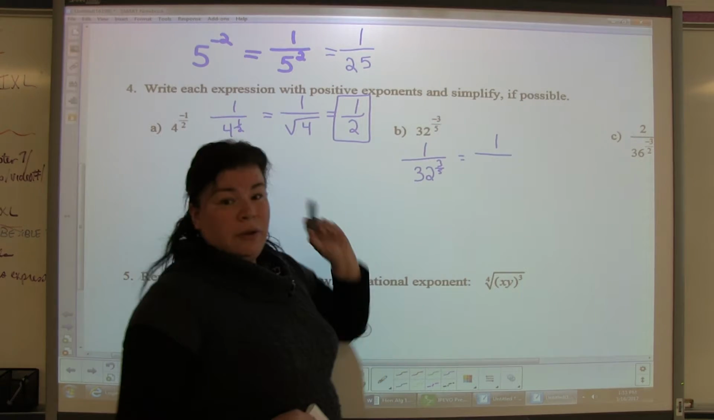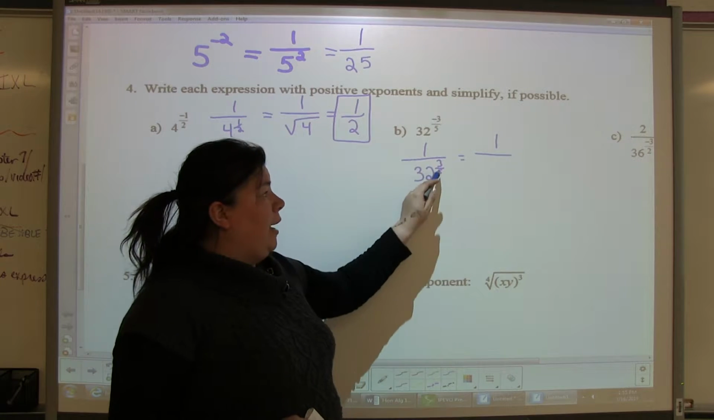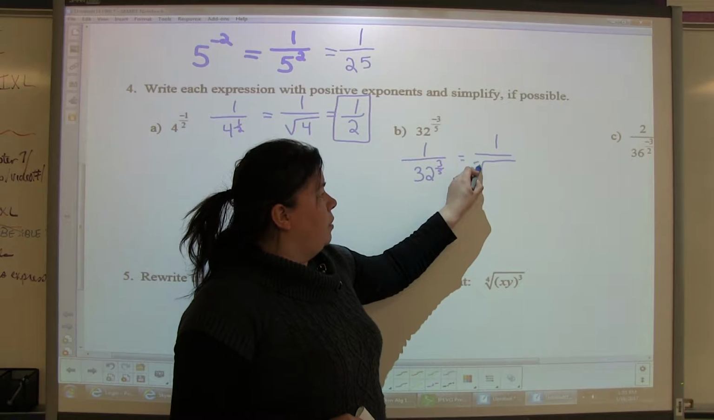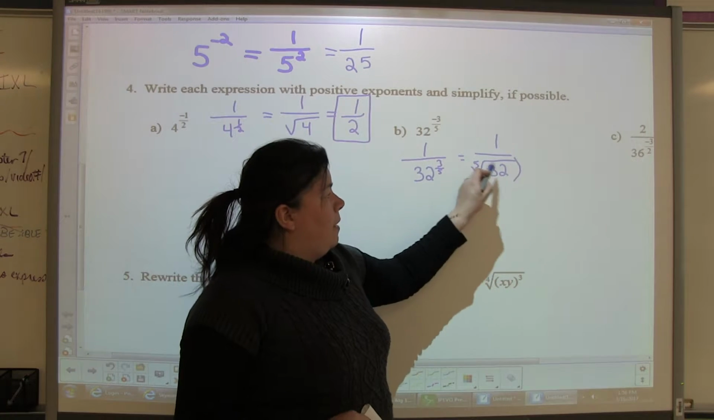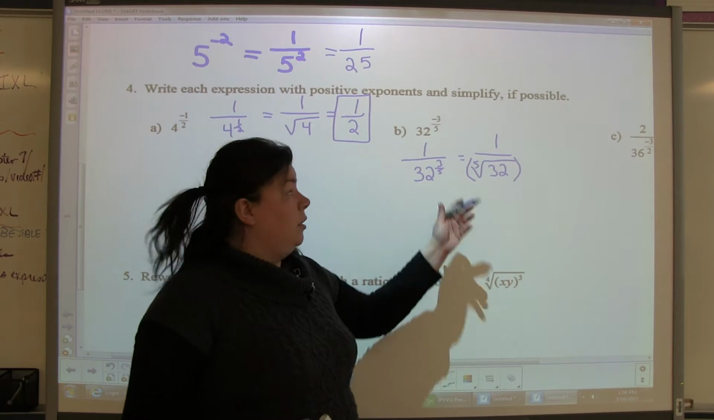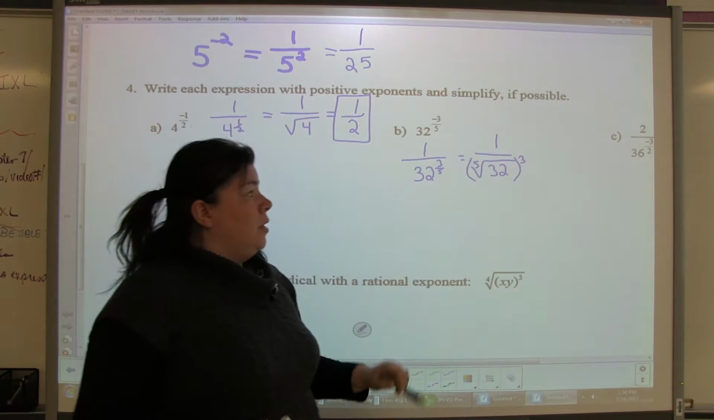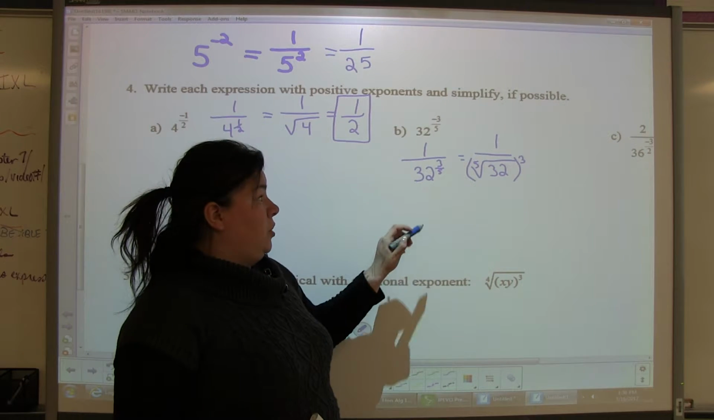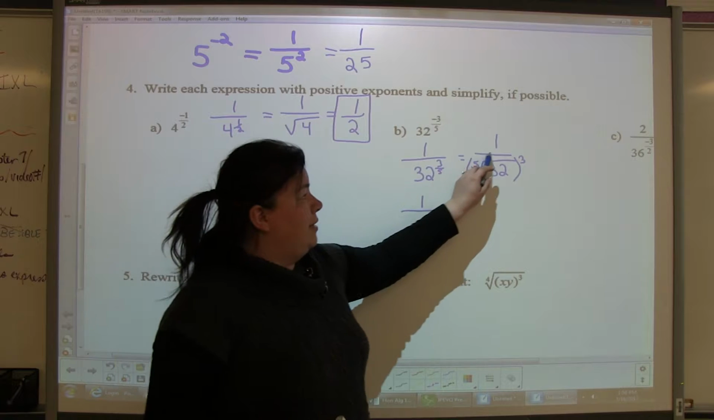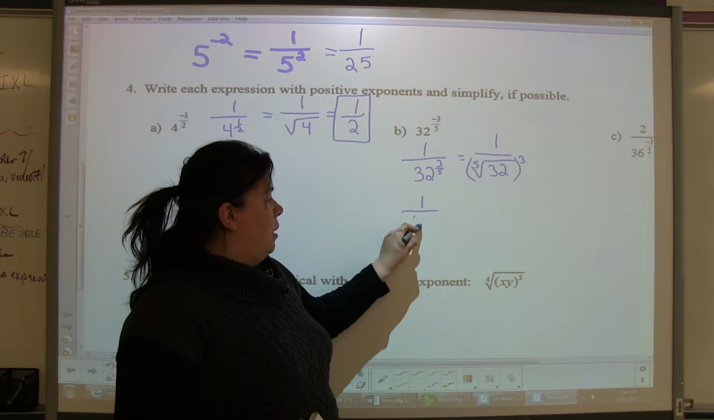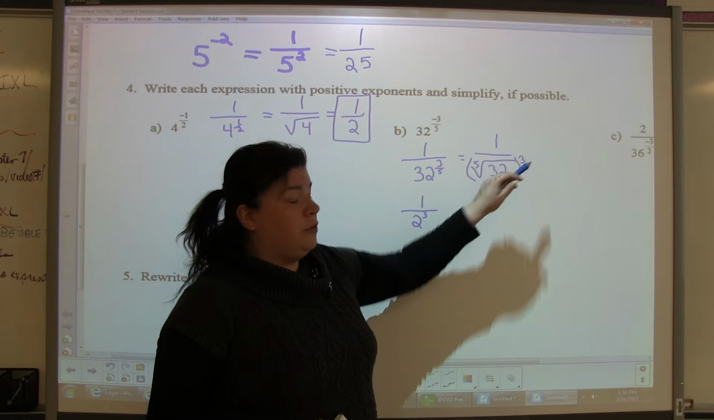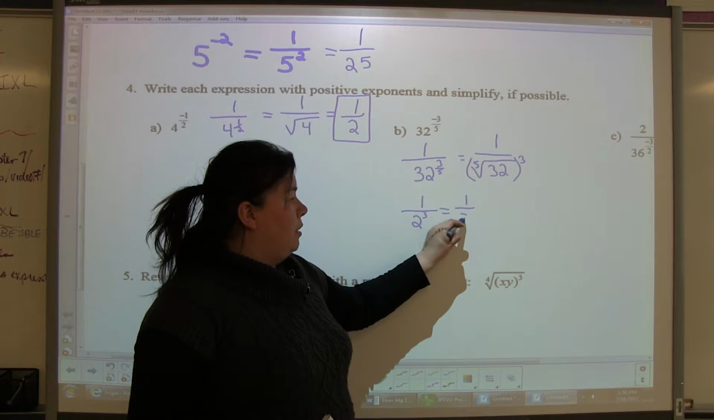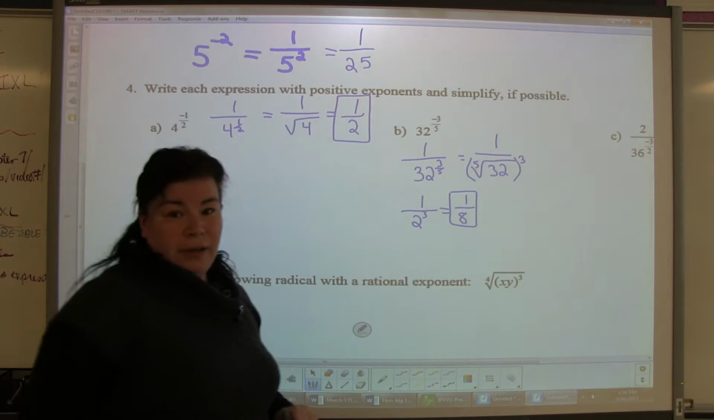So just like day 1's notes, we could rewrite 32 to the 3/5 power as the 5th root of 32, and then once we have that answer, raised to the 3rd power. So if we simplify the 5th root of 32, we're going to get 2. Then we take this answer of 2 and cube it, because we have to raise it to the 3rd. Simplifying, 2 to the 3rd is 8, so we have 1 over 8. And that's our final answer.